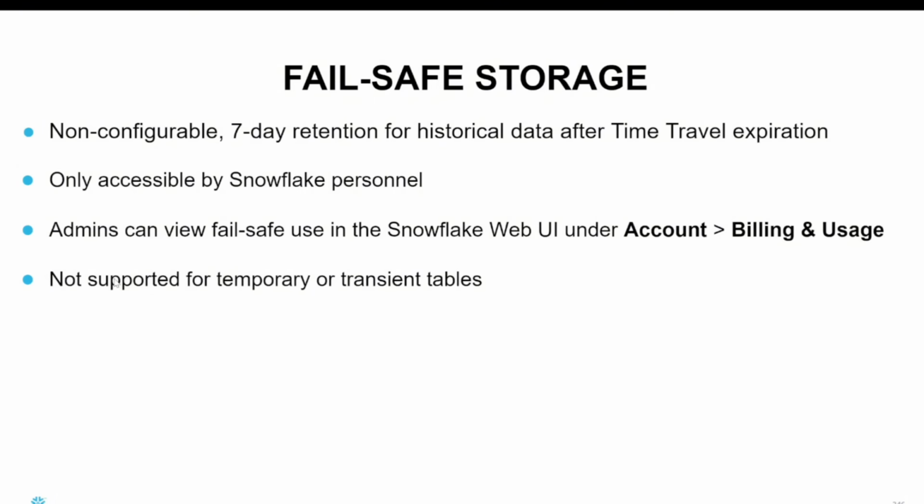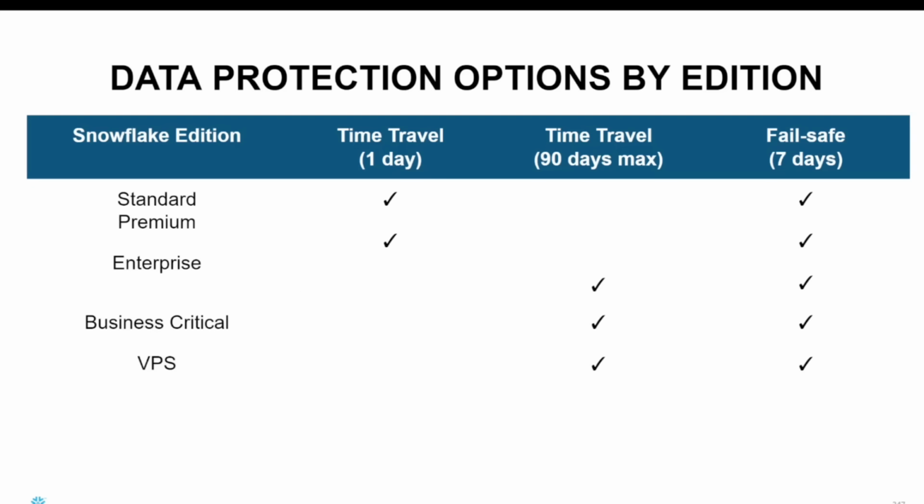So if you have a permanent table created, and some issue happened with the data, and you have already crossed the data retention time period, which is, let's say, 3 days, then on the 4th day, if you want to access that data, you have to go back to the Snowflake team, and they should be able to help you restore that data from the failsafe option, which has a retention of 7 days, right? So this is how the data protection option by edition is currently available in Snowflake.